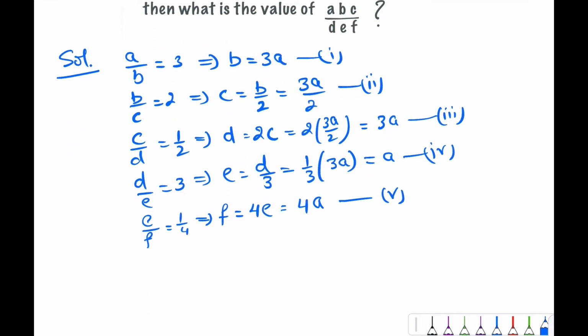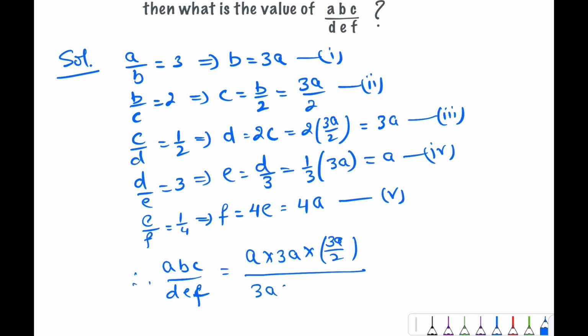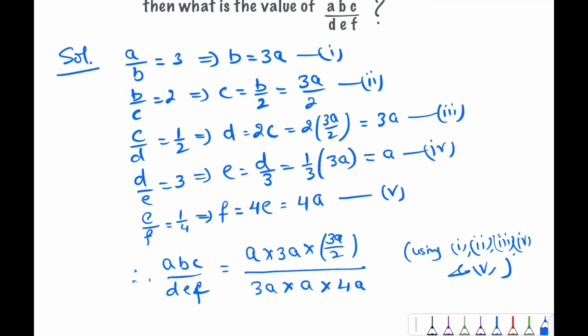Now we want to find ABC upon DEF. Now substitute the value of B, C, D, E, F. So this is equal to A into B, which is 3A, into C, which is 3A by 2, upon D, which is 3A, into E, which is A, into F, which is 4A, from equation number 1, 2, 3, 4 and 5, or you can say using equation number 1, 2, 3, 4 and 5.